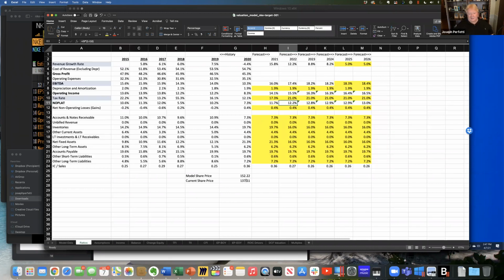Now Nike's at 137 today. $14 on top of 137 is 151. So I'm right at the edge of the buy. So I would argue that Nike is a buy with a share price target of 152. That would be my assignment. That's what I would turn in. Questions?